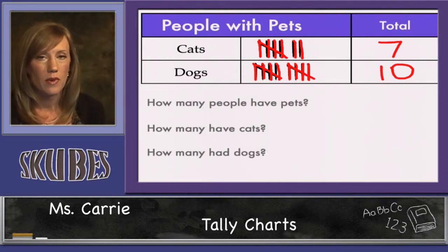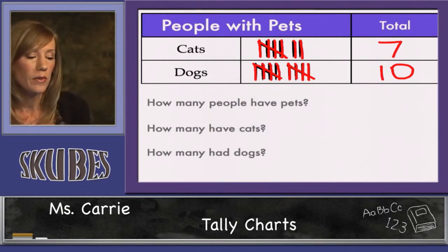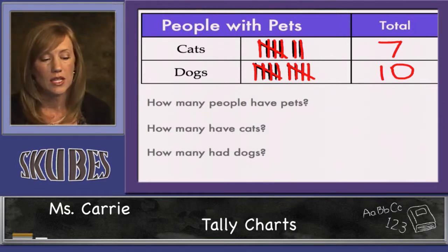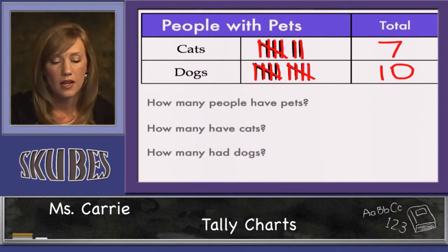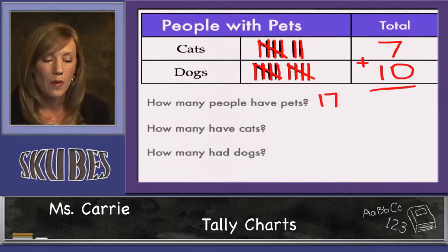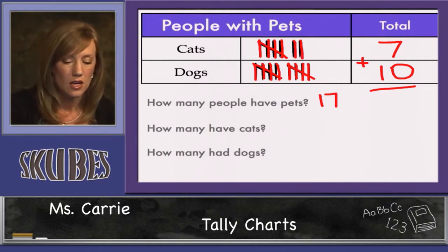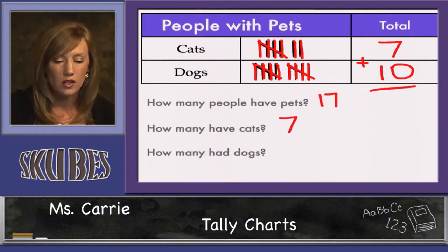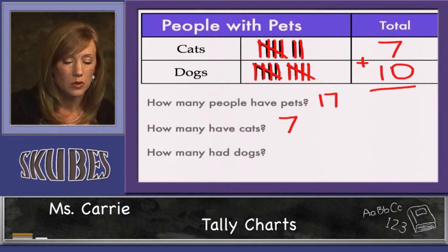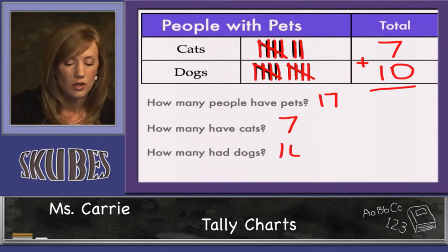Now let's look at some questions about our tally chart. The first question asks, how many people have pets? Well, we need to add up all the people that had pets, so we would add 7 plus 10 over here, and we know that that equals 17. Well, how many have cats? Let's just go back and count our tallies, or we could look at our number that was in the total box. 1, 2, 3, 4, 5, 6, 7. How many had dogs? Well, just look over in your total box because we already counted it up. There were 10.